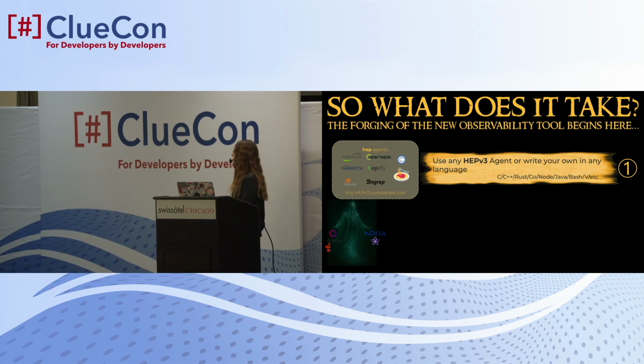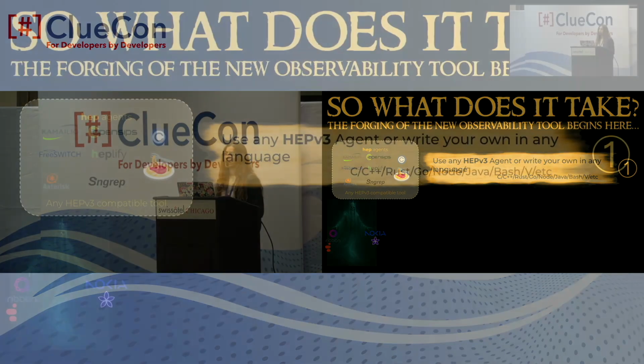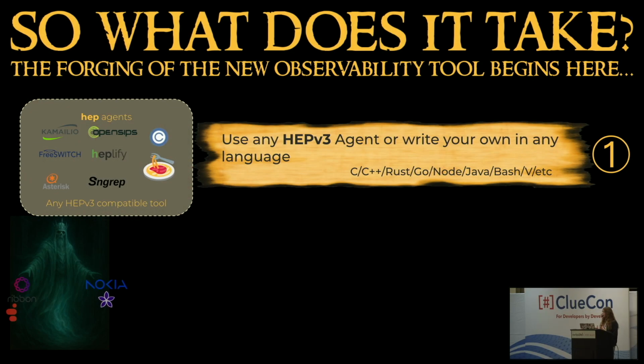Okay, now that you know the decisions for the new backend, it's time to see the architecture and how it really works. Starting with the ingestion part. Here you can ingest HEP packets, and to do so, you need HEP agents. As I said, any HEP agent out there in the market using HEP version 3 is fully compatible. For example, FreeSwitch, Kamailio, OpenSIPS, Asterisk, just to name a few.